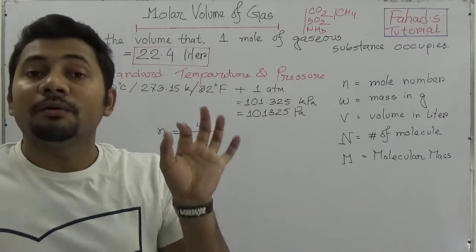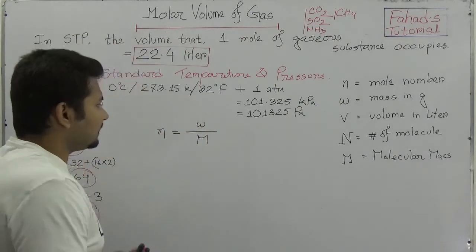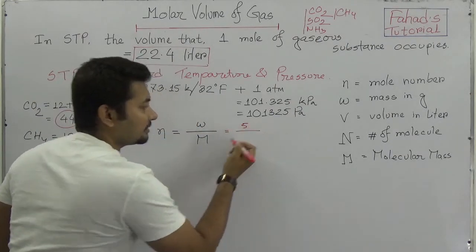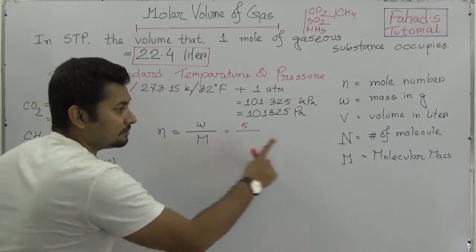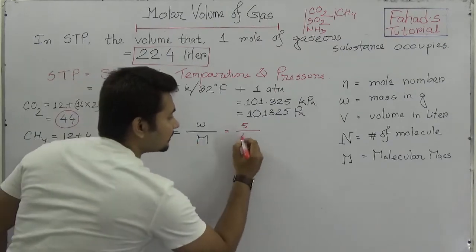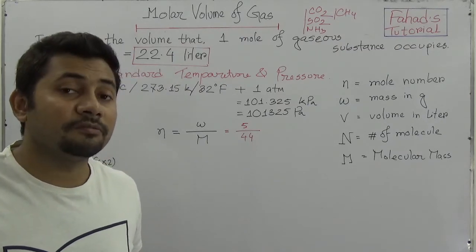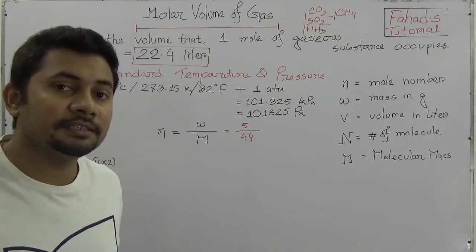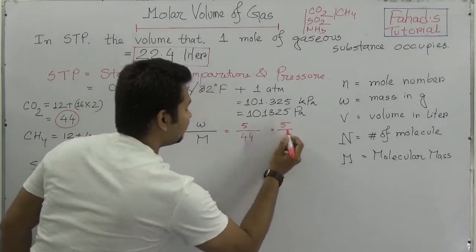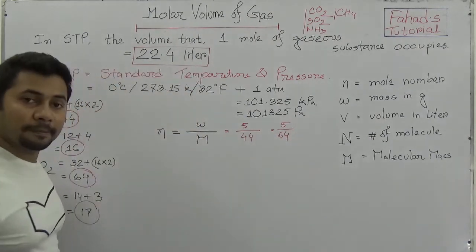Now the question is, what is the mole of 5 gram carbon dioxide? If carbon dioxide is there, then W is 5 gram. The molecular mass of carbon dioxide is 44. If the question is what is the mole of 5 gram sulfur dioxide, then the mole number of sulfur dioxide would be 5 upon 64, as you know that sulfur dioxide is 64.